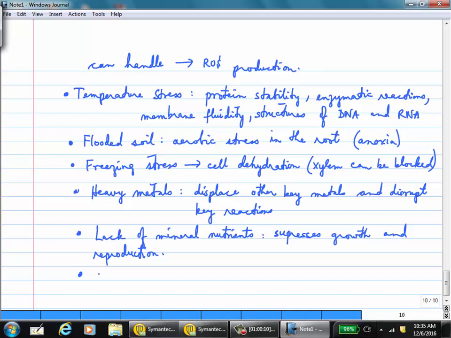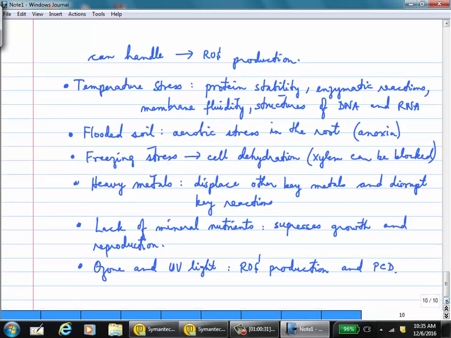Then another kind of stress is produced by ozone and ultraviolet light. Again, this results in the production of reactive oxygen species and also in induction of programmed cell death. So ROS production and programmed cell death, because the ultraviolet light is going to lead to DNA damage. We talked about that before. Even in plants, the same thing will happen.